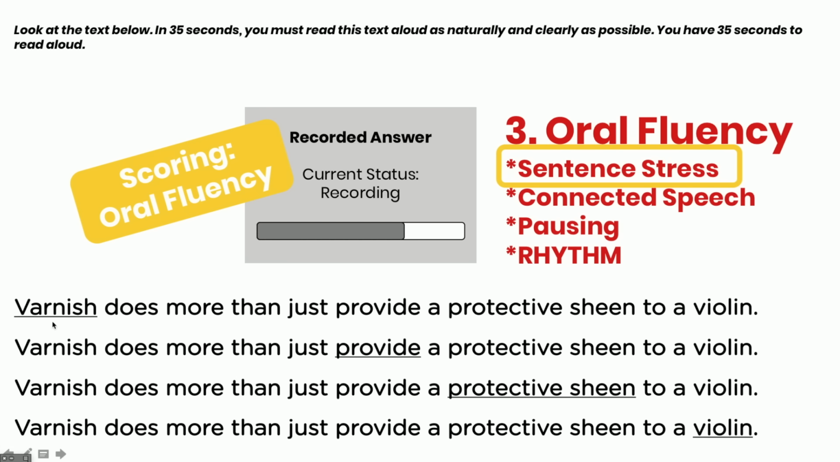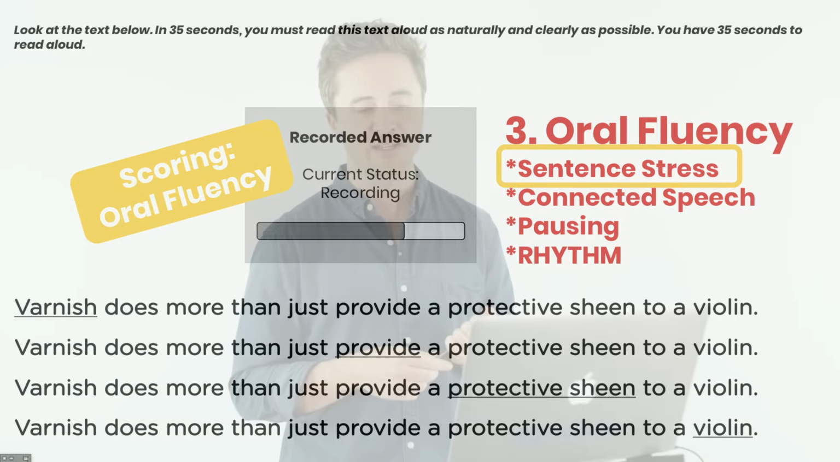So let's read the first one. Varnish does more than just provide a protective sheen to a violin. Compare that to this. Varnish does more than just provide a protective sheen to a violin. Yeah, that last one didn't work so well. But hopefully you could see the importance of emphasizing particular words in the sentence, okay? And how that sort of shifted the emphasis of the meaning within the sentence.